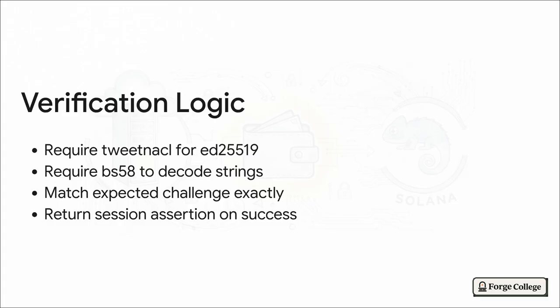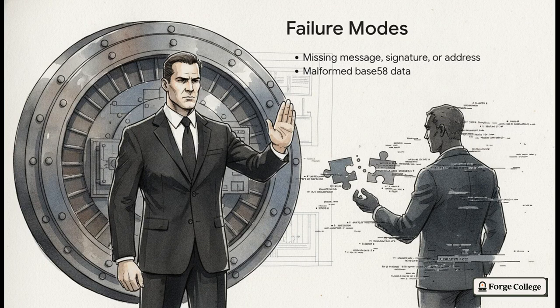Next, you need BS58 to decode the Solana strings back into raw byte arrays. Your server then checks if the incoming message matches the exact challenge string it stored earlier. If the bytes align and tweet-knuckle gives the green light, your server drops the velvet rope and returns a session token. Of course, in the real world, things go wrong.